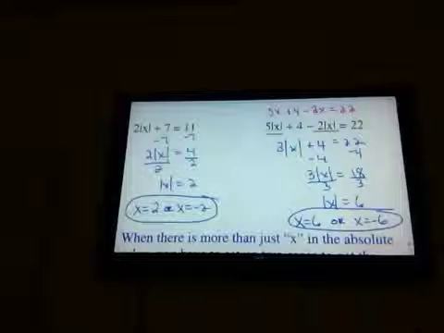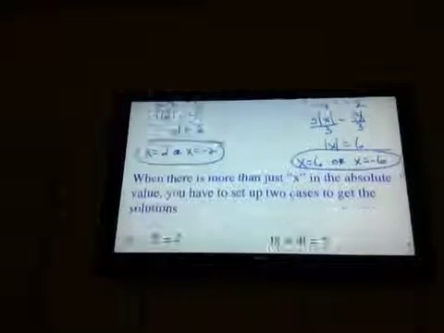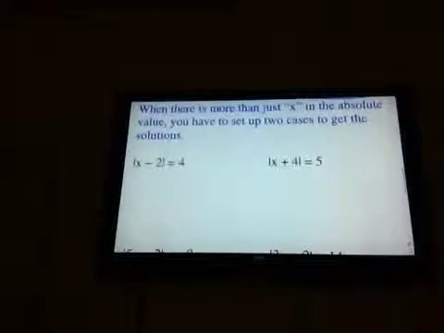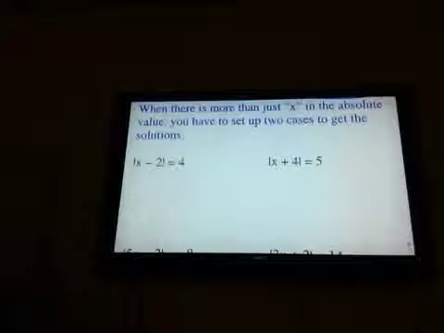Okay, questions so far? I'm going to change it up a little bit. When there is more than just x, like all the ones I've done so far have just been a plain x, nothing else, you have to set up your 2 cases to get your solutions. So these answers are not going to end up 5 and negative 5, 8 and negative 8, 2 and negative 2. They're going to end up like 8 and negative 2, or 9 and negative 1, or negative 4 and 12. Okay? They're not going to end up opposites.